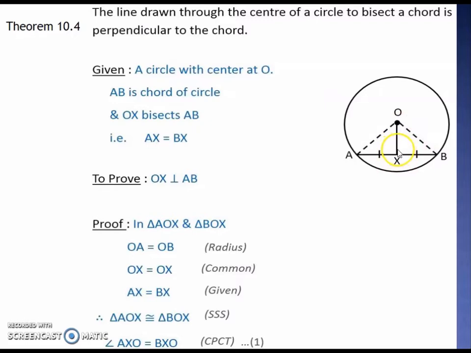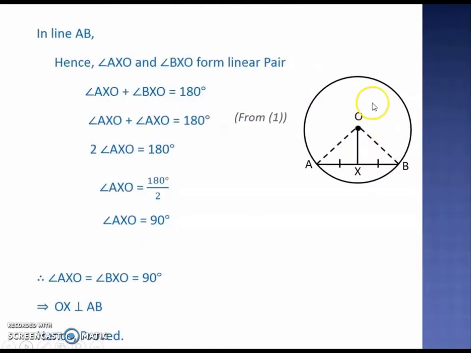But we know that they are also forming a linear pair, which means their sum must be equal to 180 degrees. And since both are equal to each other, both must be 90 degrees each. So therefore, OX is perpendicular to AB. This is the theorem.